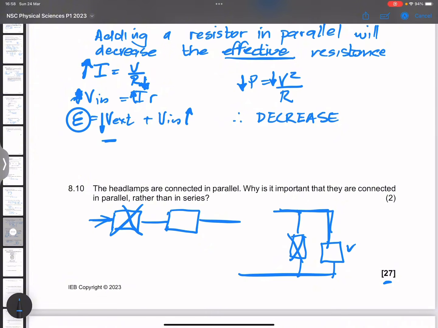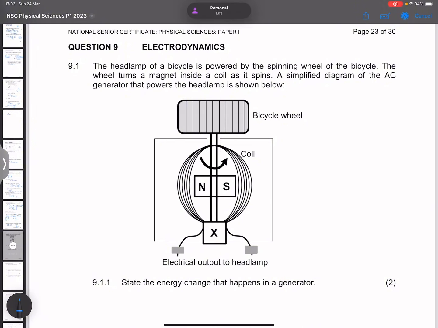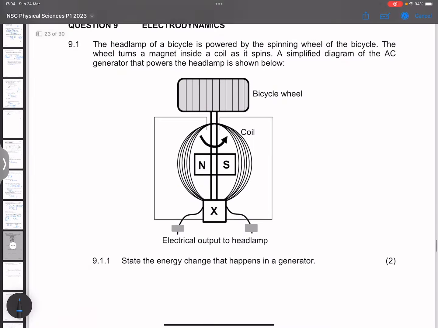Now we're going to start with question 9. Let's go on to question 9. They say the headlamp of a bicycle is powered by the spinning wheel of the bicycle. The wheel turns a magnet inside a coil as it spins. A simplified diagram of the AC generator that powers the headlamp is shown below. So there it is, that simple mechanism.